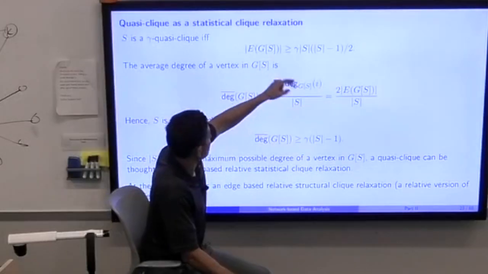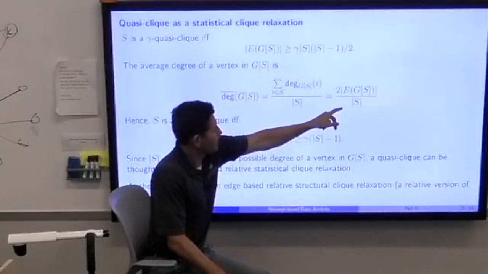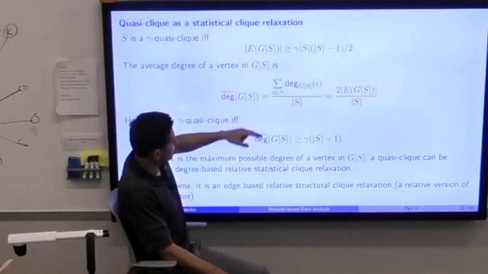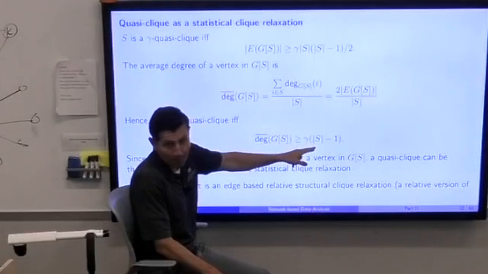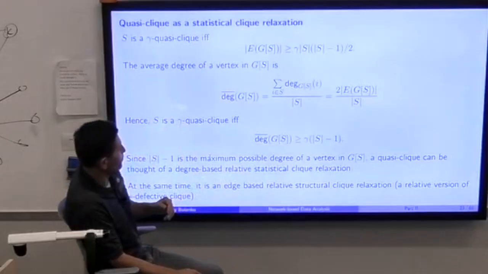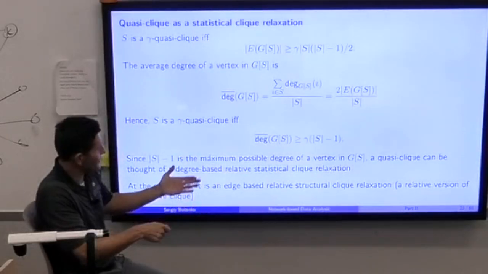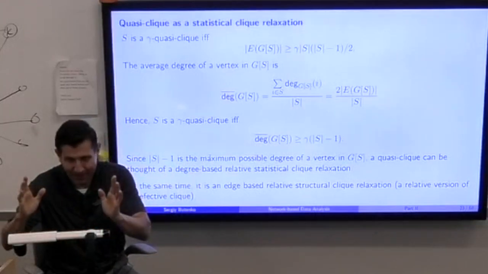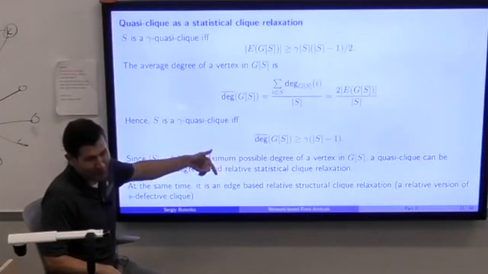I replace here the number of edges with the average degree multiplied by S and divided by 2, then this inequality becomes: the average degree has to be greater than or equal to gamma multiplied by the number of vertices minus 1, which tells you what? Essentially, your average degree has to be at least a fraction gamma of the maximum possible degree. So this is your statistical relative clique relaxation.